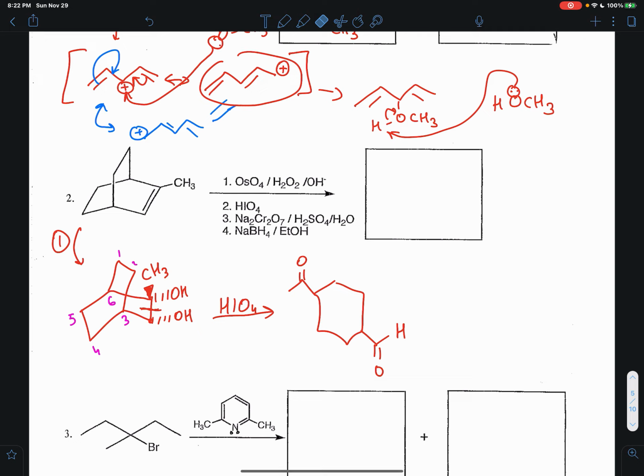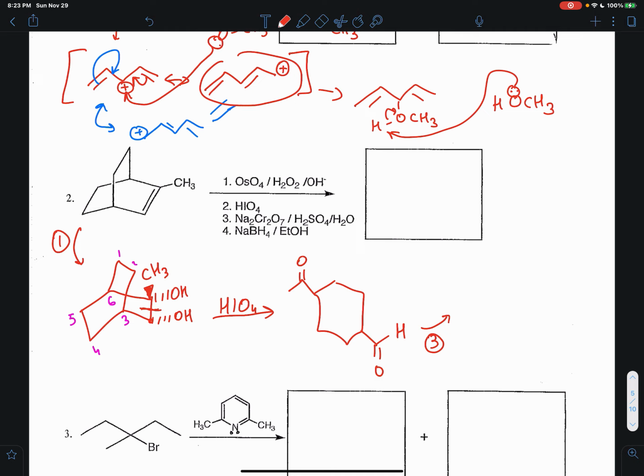Now the third step is going to be Na2Cr2O7, which is also known as Jones reagent. And what this one does is a strong oxidizing agent, and it oxidizes everything. It oxidizes alcohol all the way to carboxylic acids. It oxidizes aldehyde all the way to carboxylic acids. But something to keep in mind is tertiary alcohol cannot be oxidized, right?